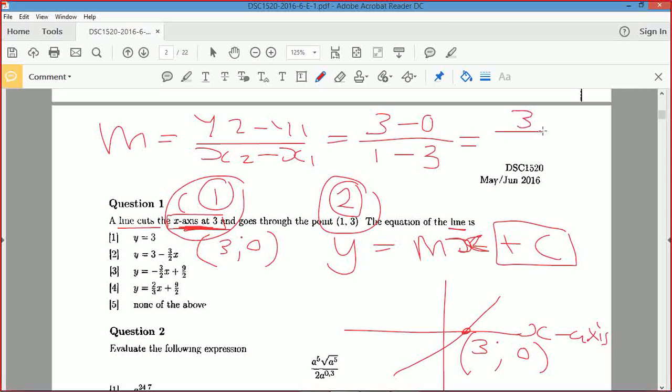Obviously, 3 minus 0 is 3. 1 minus 3 is minus 2. So the gradient is negative 3 over 2. I already know what the slope of that graph is in terms of the shape.